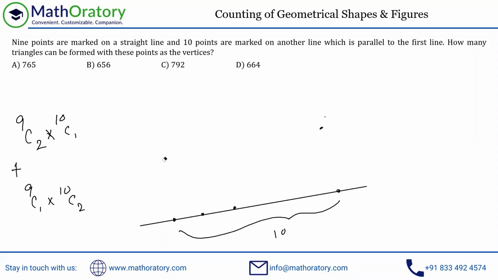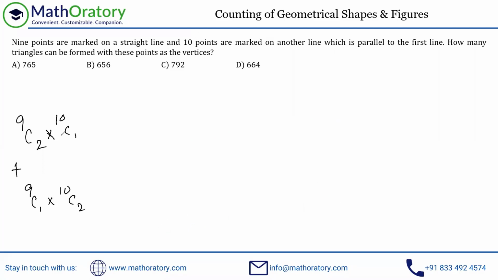So let me just take this visual thing out now. So you have 9C2 into 10C1. 9C2 is, by the way, 9 into 8 by 2. This is the easiest way to remember this. And into 10. And this is 9. 9C1 is 9. And 10C2 is similarly 10 into 9 by 2. So just calculate this and you'll get the answer.